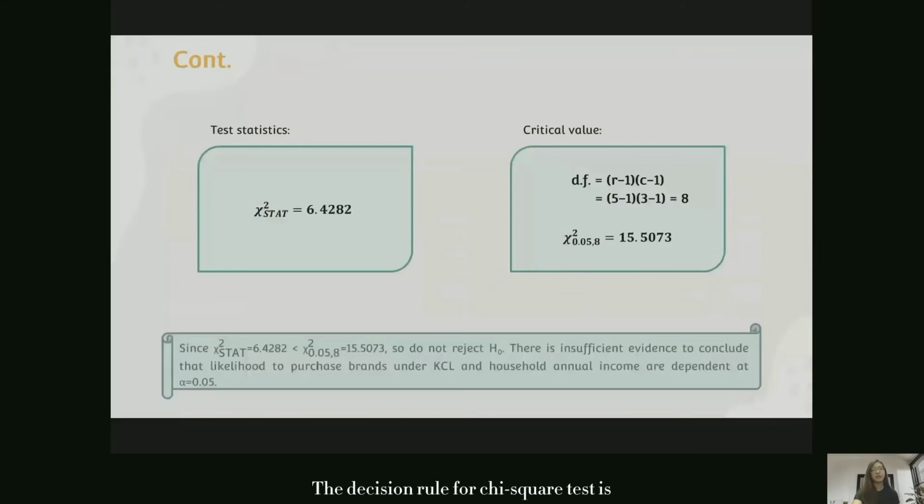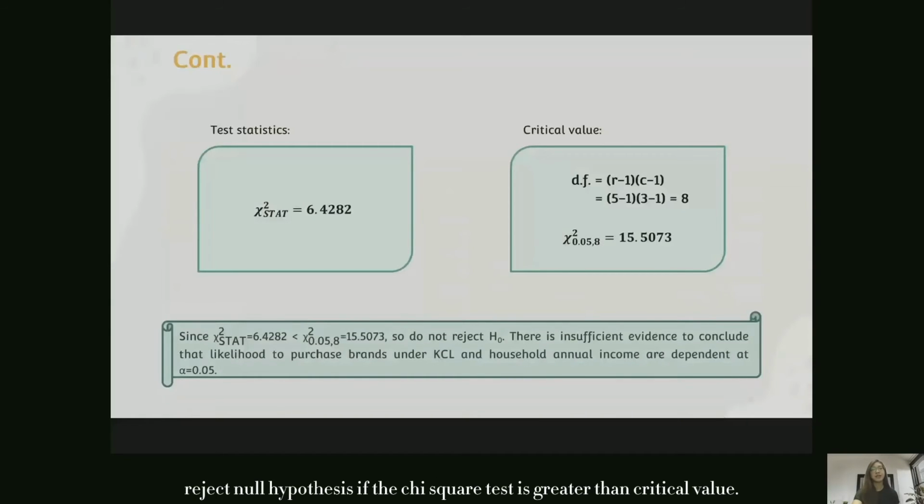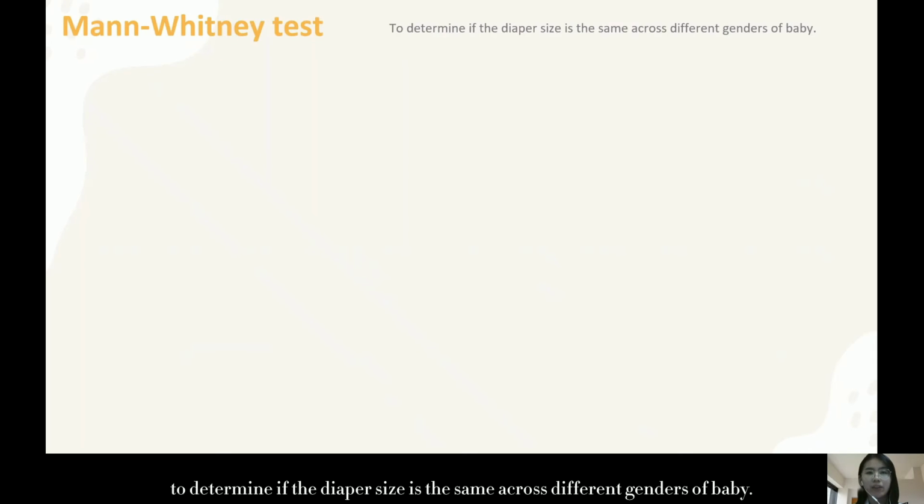The decision rule for the chi-square test is to reject the null hypothesis if the chi-square statistic is greater than the critical value. From the result, the chi-square statistic of 6.4282 is smaller than the critical value of 15.5073. So we do not reject the null hypothesis. There is insufficient evidence to conclude that likelihood to purchase rent under KCL and household annual income are dependent at 5% level of significance.